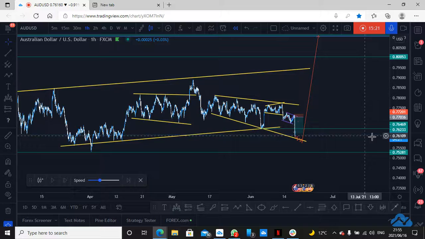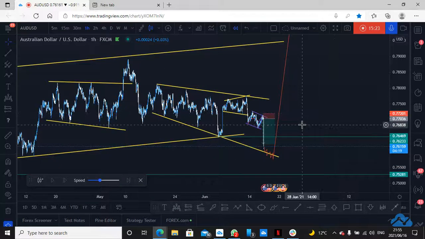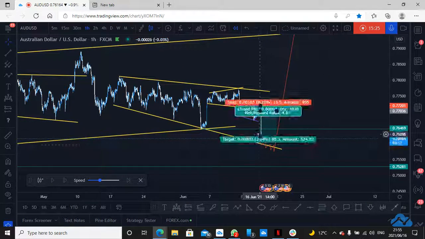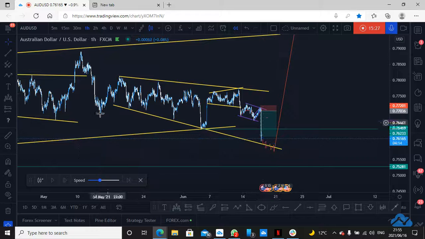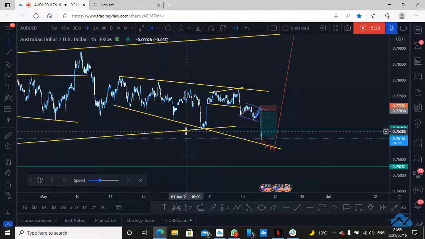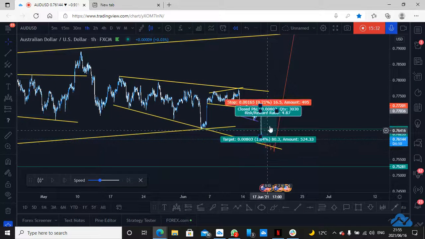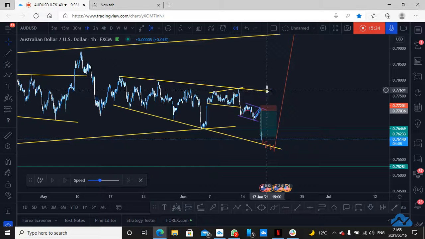But for now, probably by tomorrow, we might correct, and then we have one, two, three, four touches, and then we can move back up. So yeah, guys, this was a great trade.